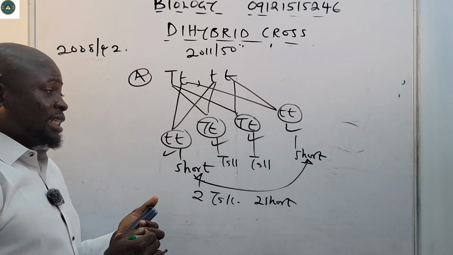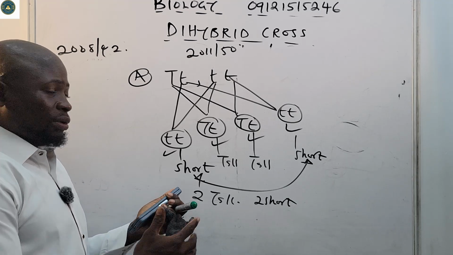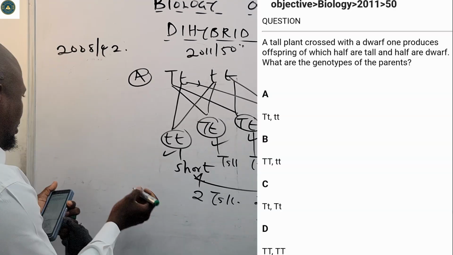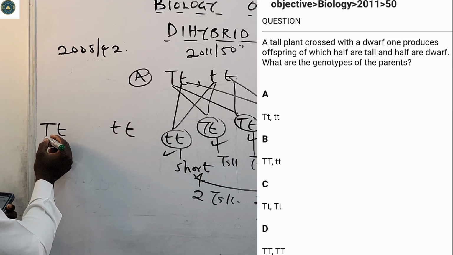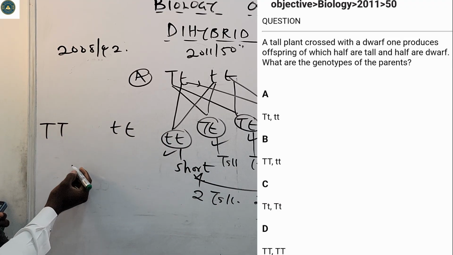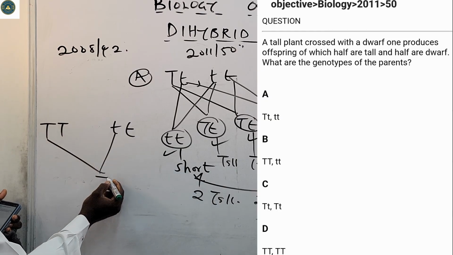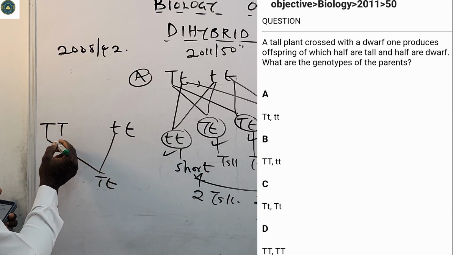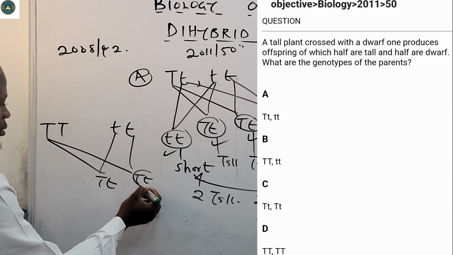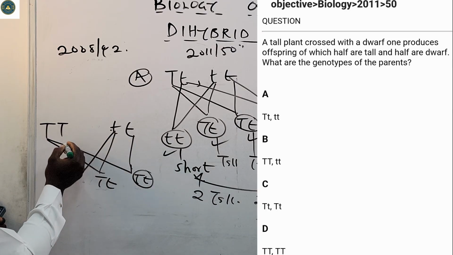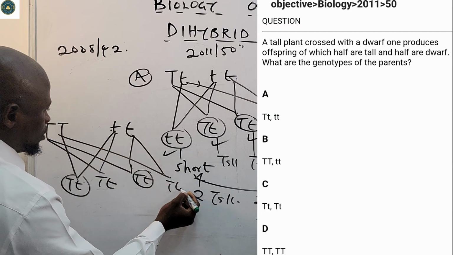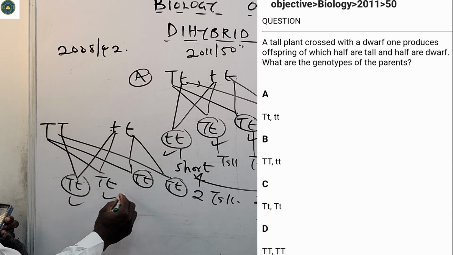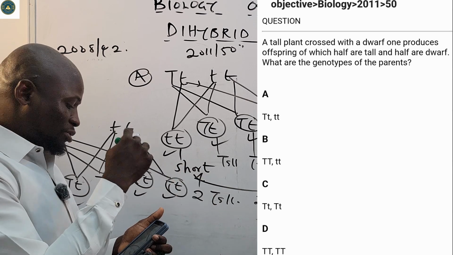So imagine, let's say A did not give us our answer. We would have gone to B and checked the genotypes of B, TT and TT. Let's cross. TT, TT, TT, TT. All of them are tall. So option B cannot be correct.